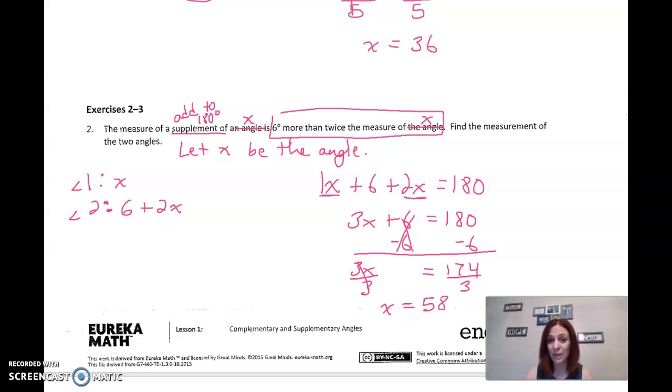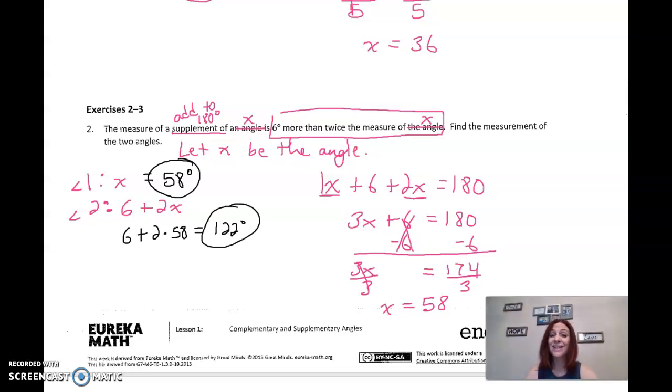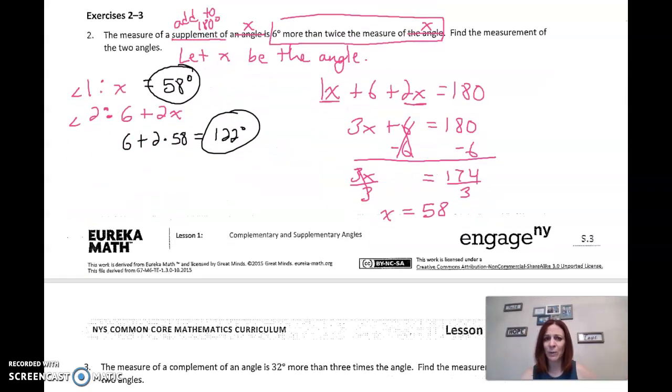Now, did I answer the question being asked? Find the measurement of the two angles. Nope. I found the measure of the first one. That's 58 degrees, right? But the second one is going to be 6 plus 2 times 58. So 6 plus 2 times 58 equals 122 degrees. And if I can write it correctly. So our two angles are 58 degrees and 122 degrees. And guess what? They both add to 180. All right? Let's try another one like this, okay?